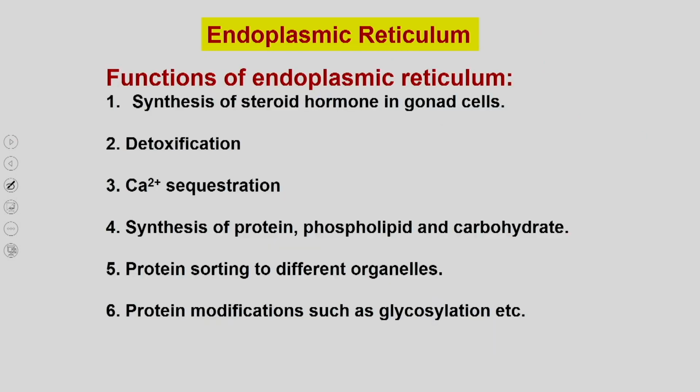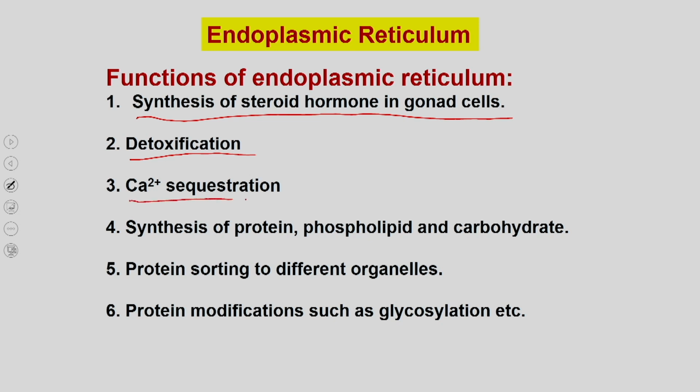What is the function of endoplasmic reticulum? So, the function of endoplasmic reticulum is very simple. In the case of smooth endoplasmic reticulum, that is required for the synthesis of steroid hormones in the gonad cells. Endoplasmic reticulum is also a site for detoxification of different metabolites which are being produced inside the cell.